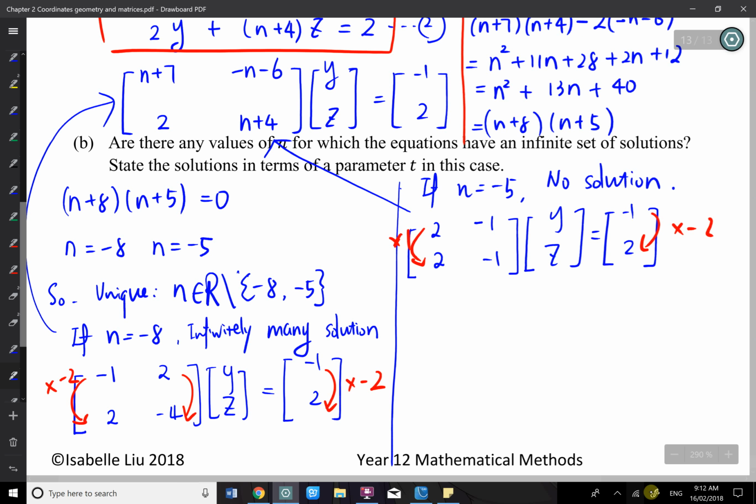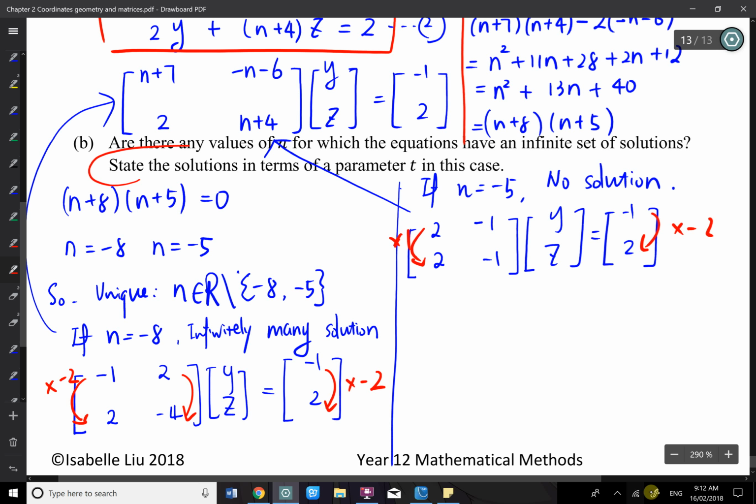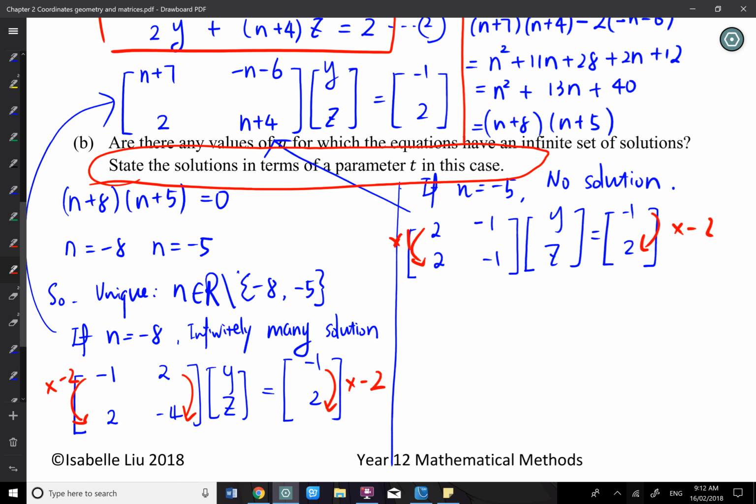Okay, there's one question asking, state the solution in terms of a parameter t in this case. Because we have infinitely many solutions, we want to use a parameter t to represent all the solutions. So what are these solutions? It can't be random numbers. It can't be any number in the Cartesian plane. So we need to follow a particular set of numbers. So therefore, because we know when n equals to negative 8, we'll have infinitely many solutions.